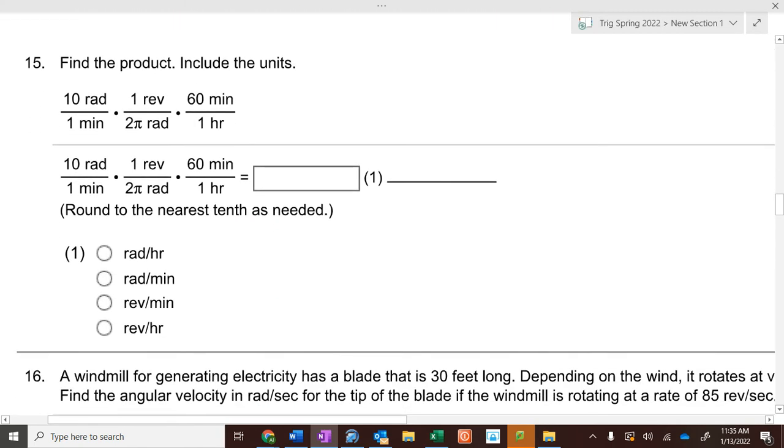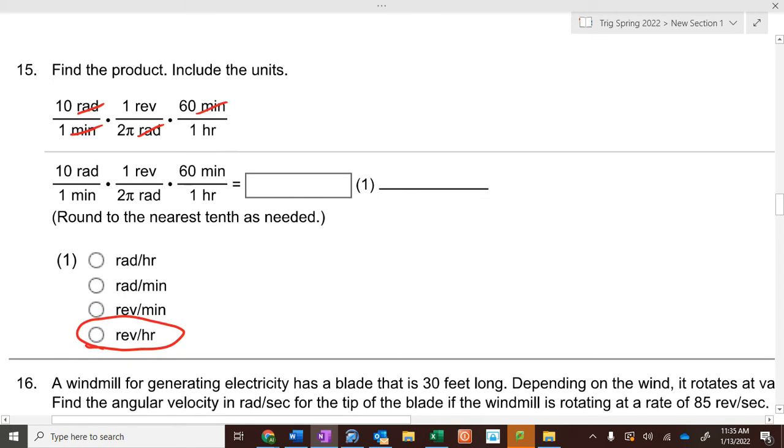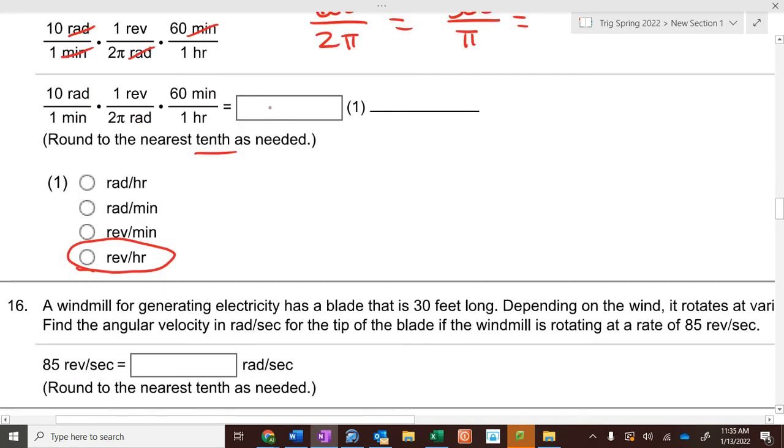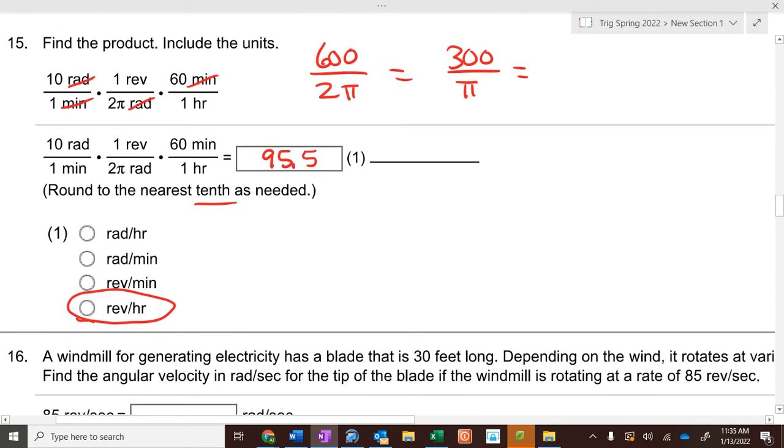How do we simplify this? We cancel what units? We cancel radians and radians, minutes and minutes, so we're going to end up with revolutions per hour. 10 times 60 is 600, so it's 600 divided by 2 pi, which is 300 divided by pi, which is what? Rounded to the nearest tenth. 95.5 revolutions per hour.